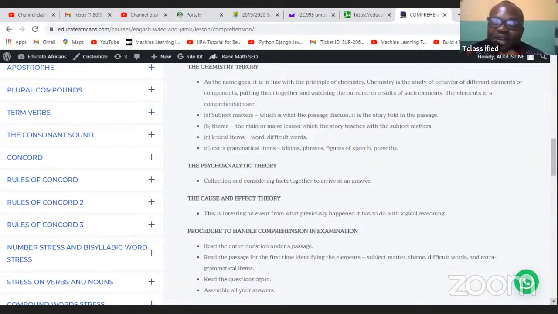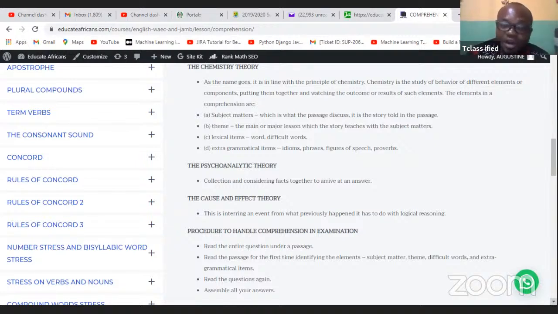But the elements of a comprehension are not the same thing as elements of chemistry like phosphorus, calcium, and the rest. The elements of a comprehension are those things that make up a comprehension, those various parts, and they include the subject matter, the theme of the comprehension, the lexical items, and the extra grammatical items. So all these make up the comprehension. So you need to be able to identify these elements. When you identify them, it will help you in answering the questions.